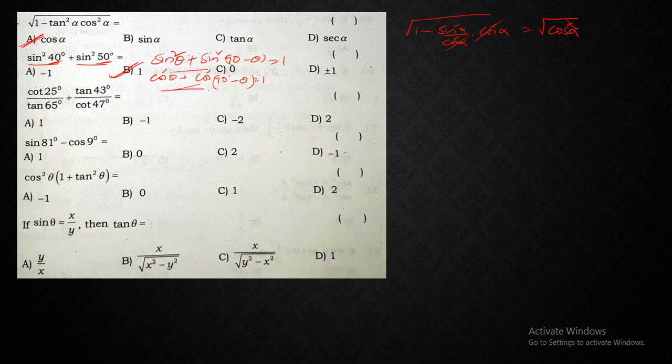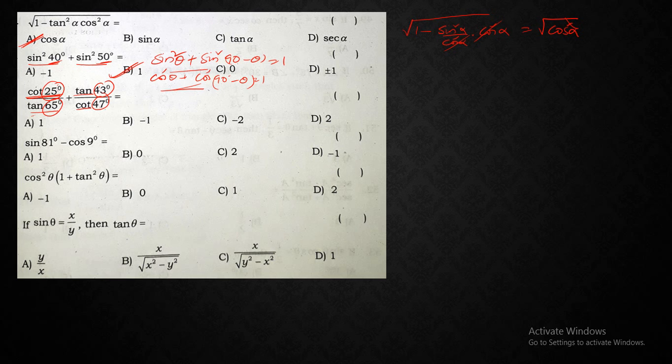1. Next, here if you observe cot 25, so cot 25, tan 65. So cot and tan are complement to each other. Tan and cot are complement to each other. So if these are complement to each other, and at the same time these angles are also complements. So 25 and 65, 43 and 47.